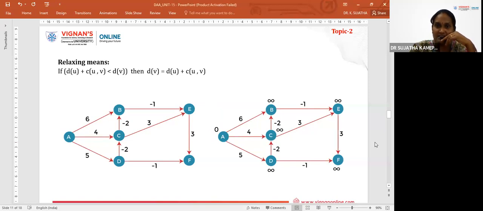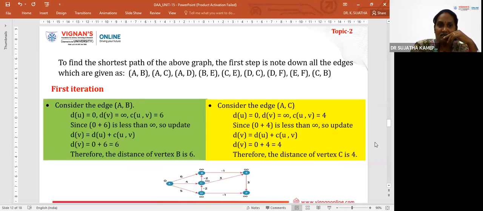Now from here onwards, since my graph contains 6 vertices, I need to go for 5 iterations for finding the single source shortest path problem, that is, the shortest path from the source to all vertices. Now here, let us see the edges which are present in my graph. Here I have these edges in my graph. Now I am going to apply the relaxation method for all the edges, considering them one by one.